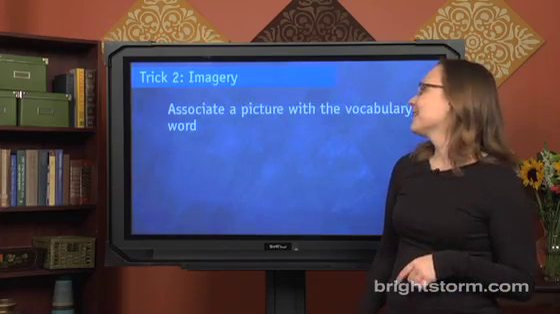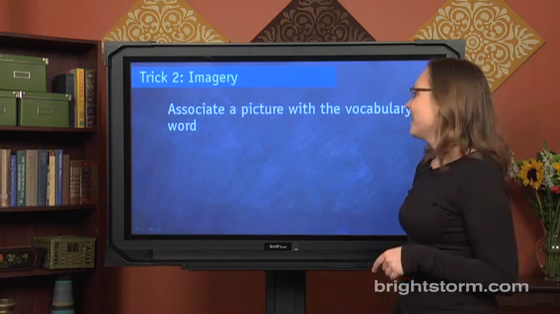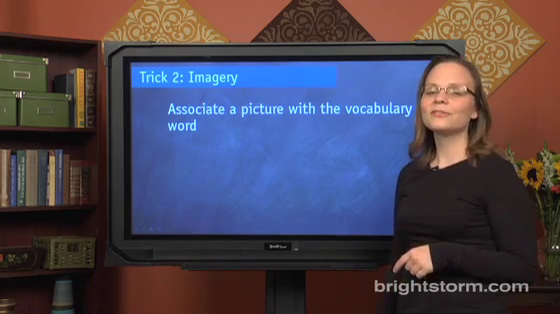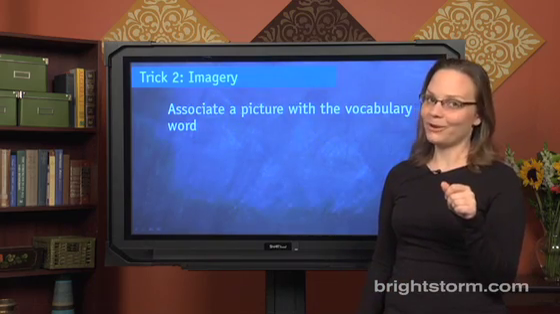Second tip. Use imagery, which means associate a picture with the vocabulary word. Let me give you some concrete examples and try to memorize these too for the pop quiz coming up.